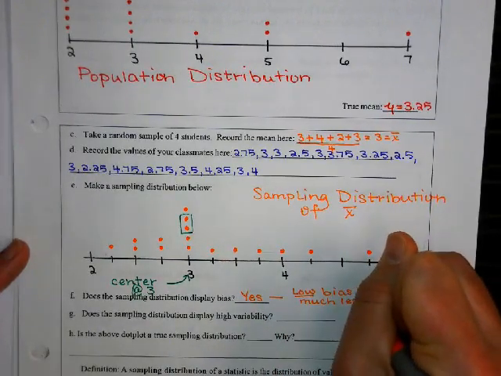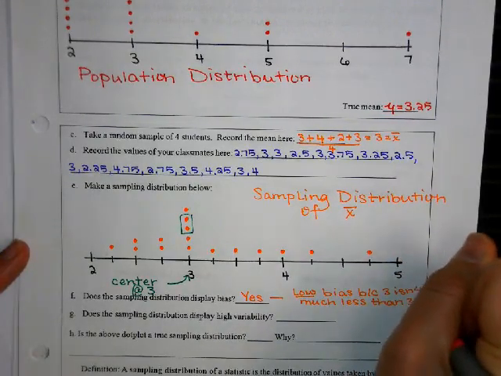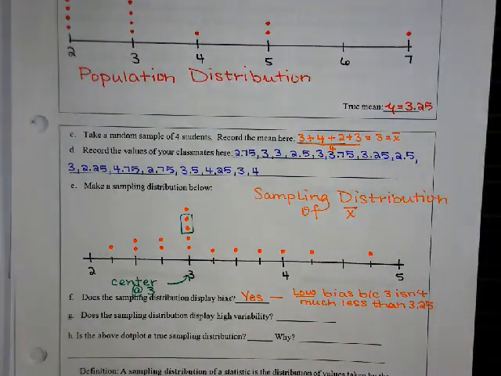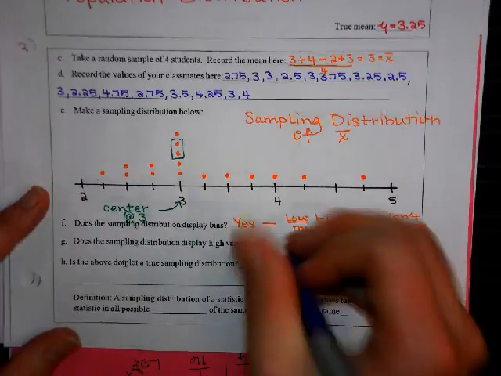What about variability? Yes. There's a lot of different numbers. Yeah, there's actually quite a few different numbers. Our range goes from 4.75 down to 2.25, which is 2.5.